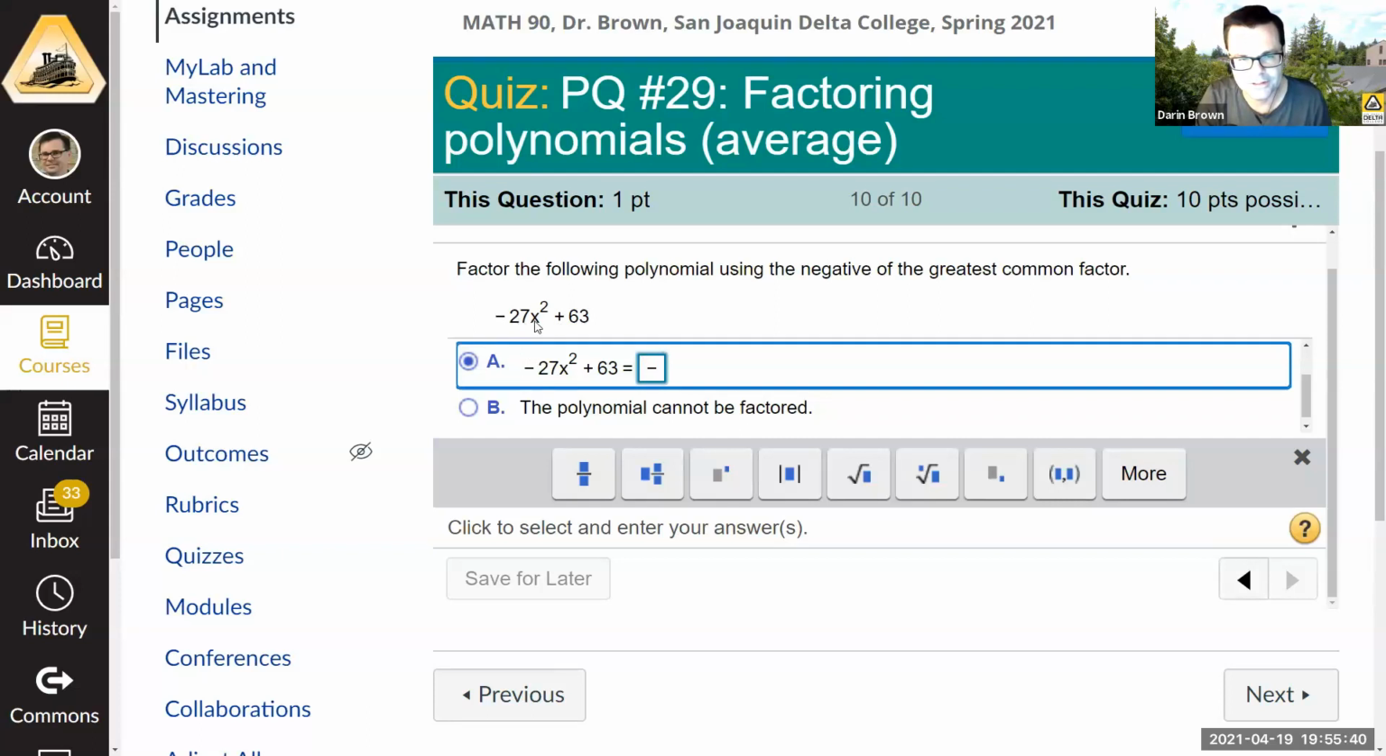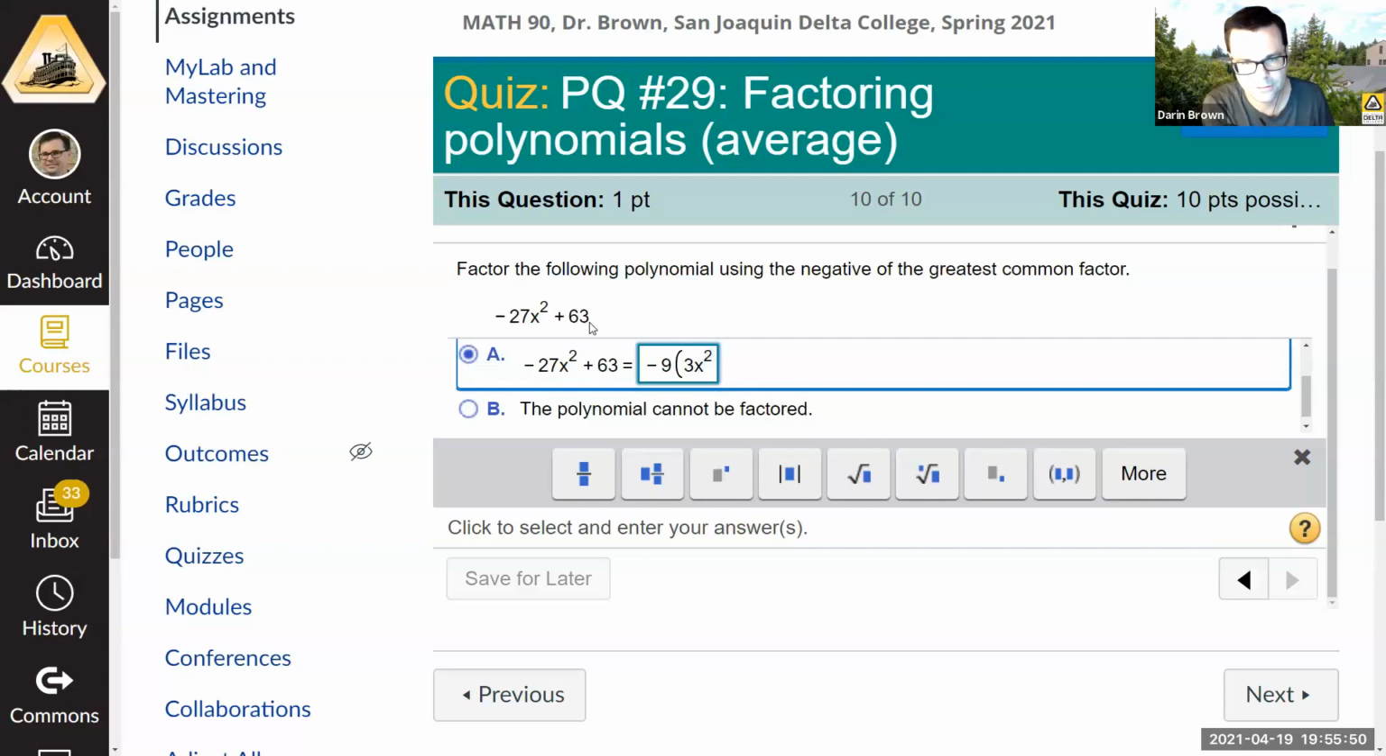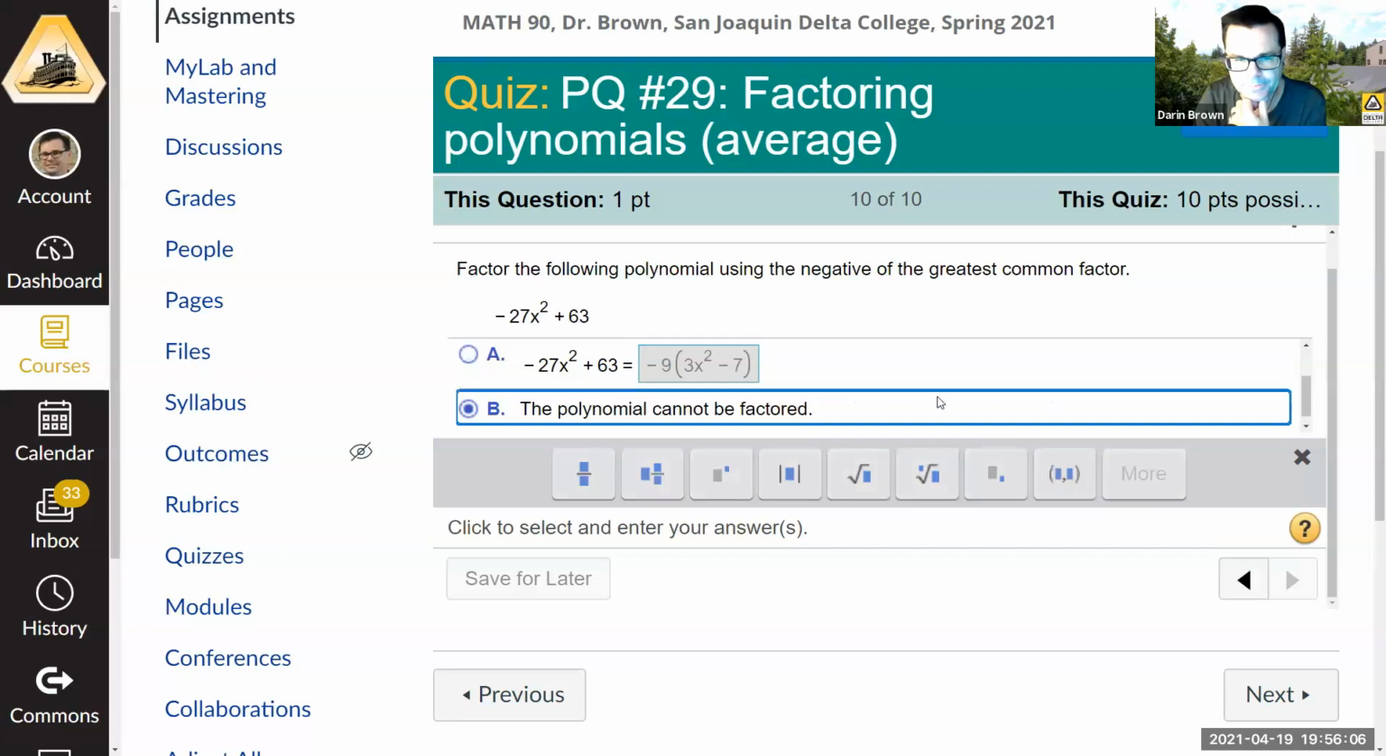And what's the GCF of 27 and 63? I think that's going to be 9. So if we factor out minus 9, 3x squared minus 7. And I think that's all we can do here. Yeah, 3x squared minus 7. It's a binomial. There's nothing special there, so there's nothing we can do with it. So I think that's it.